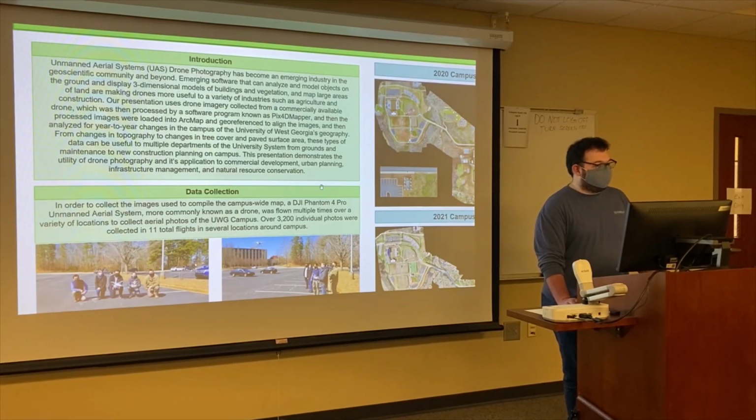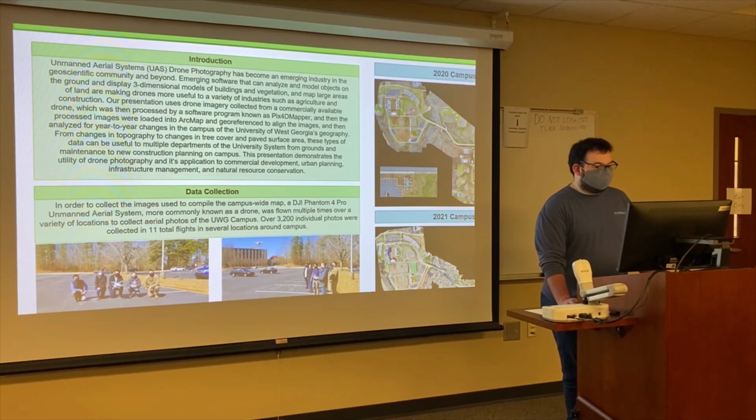Unmanned aerial system drone photography has become an emerging industry in the geoscientific community and beyond. Emerging software that can analyze and model objects on the ground and display three-dimensional models of building and vegetation and map large areas of land are making drones more useful to a variety of industries such as agriculture and construction.